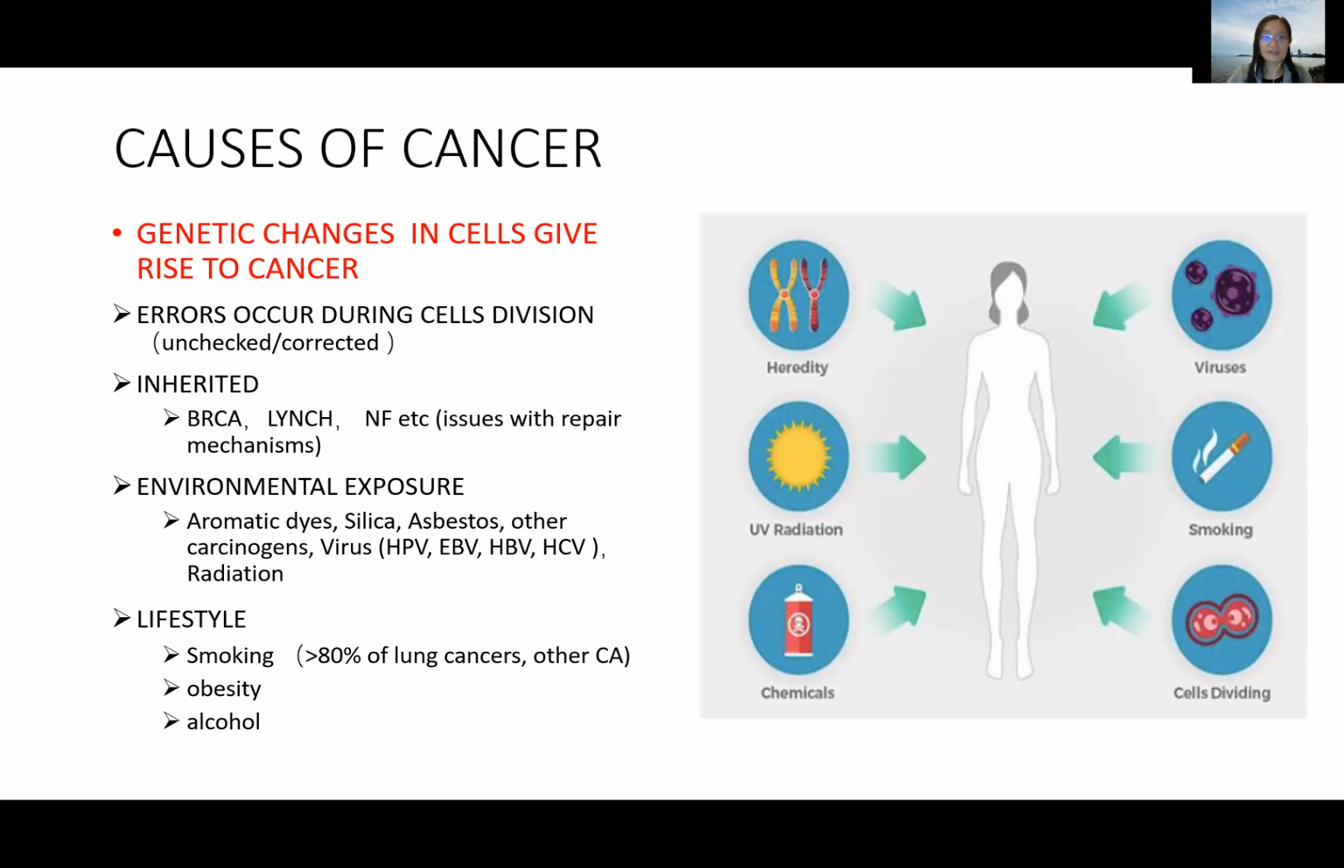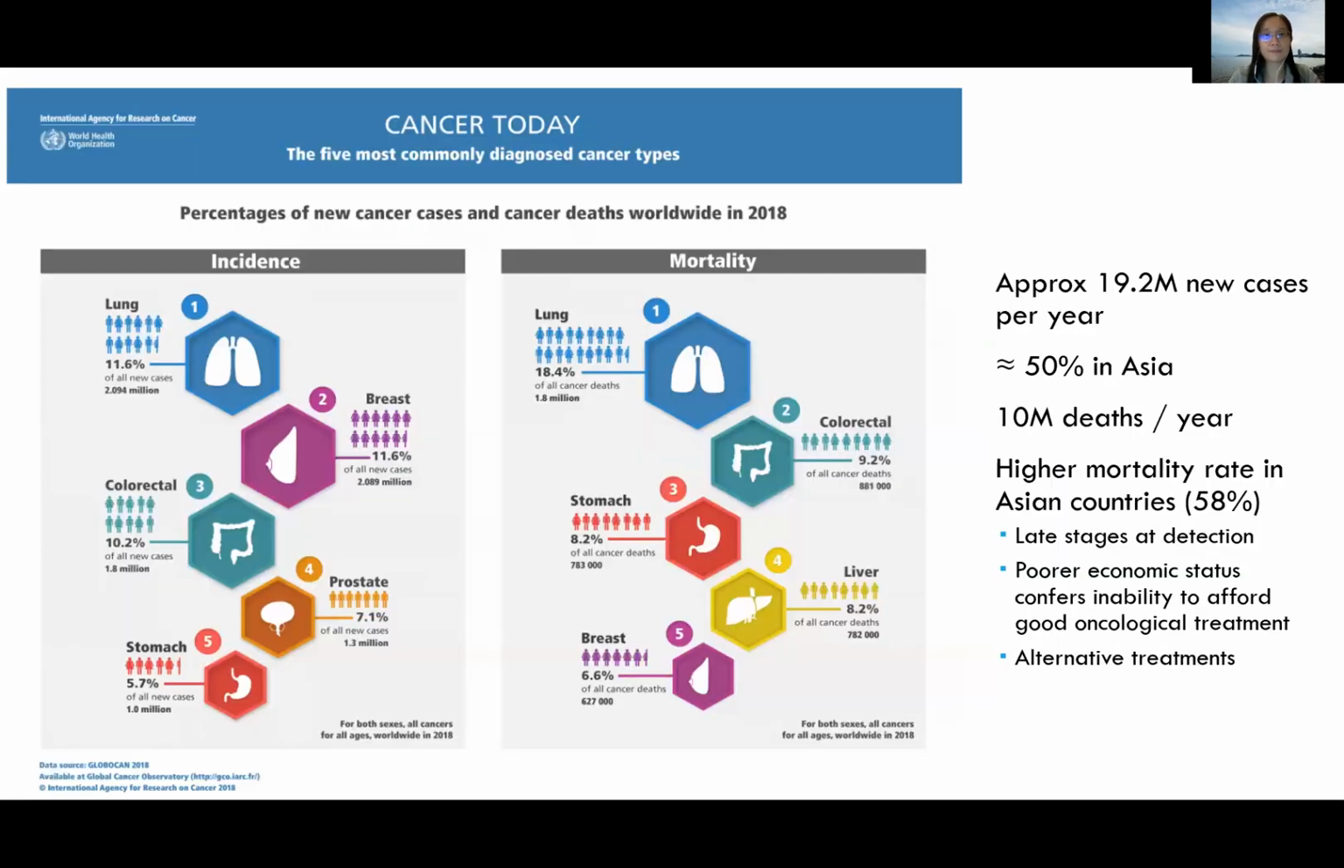Other things like lifestyle can also predispose you to a higher chance of getting cancer. Smoking is associated, more than 80% of the time, with lung cancer. Smoking can induce other types of cancers as well. Obesity is related to nearly 10 different types of cancer, including colon, breast, etc. Alcohol can also induce cirrhosis, which in turn can cause liver hepatomas, liver cancers.